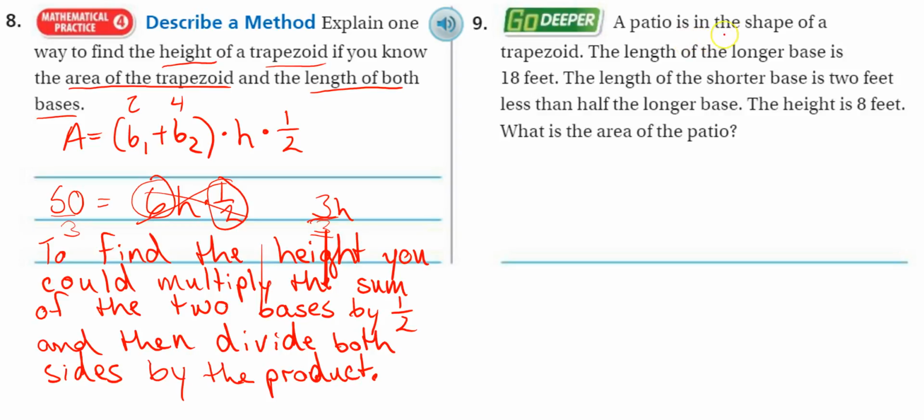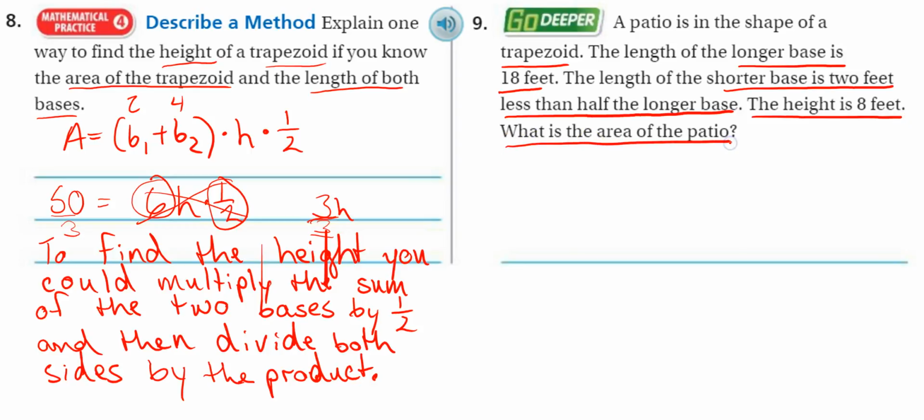Okay, number 9. A patio is in the shape of a trapezoid. The length of the longer base is 18 feet. The length of the shorter base is 2 feet less than half the longer base. Don't you love it when they do that? The height is 8 feet. What is the area? Okay, well, area equals base 1 plus base 2 times height times 1/2.